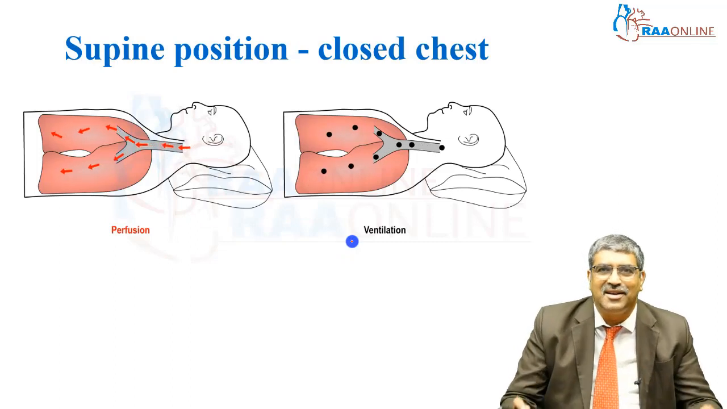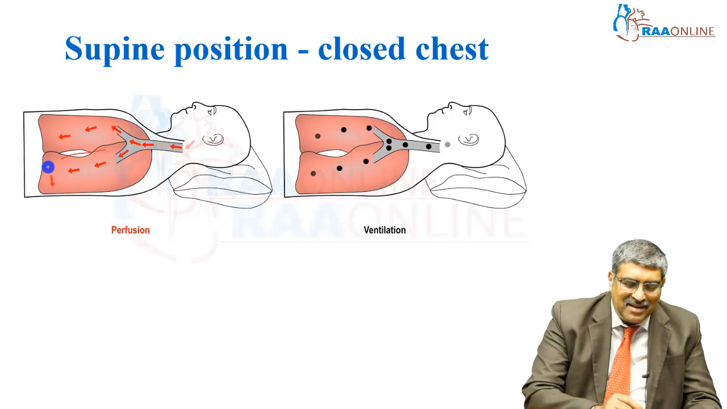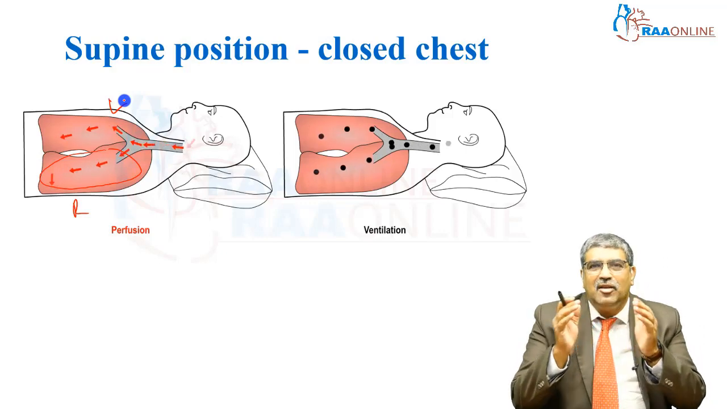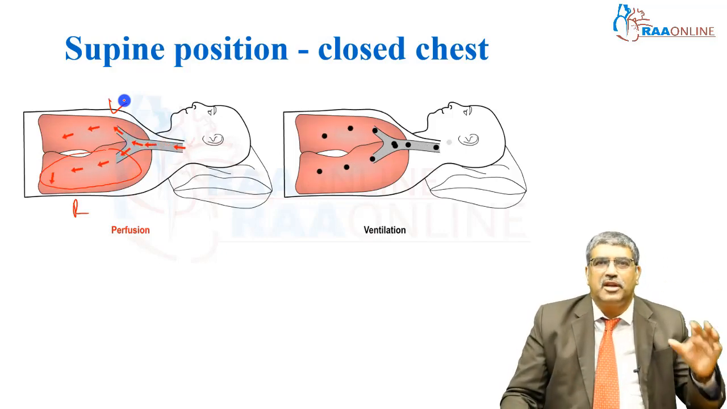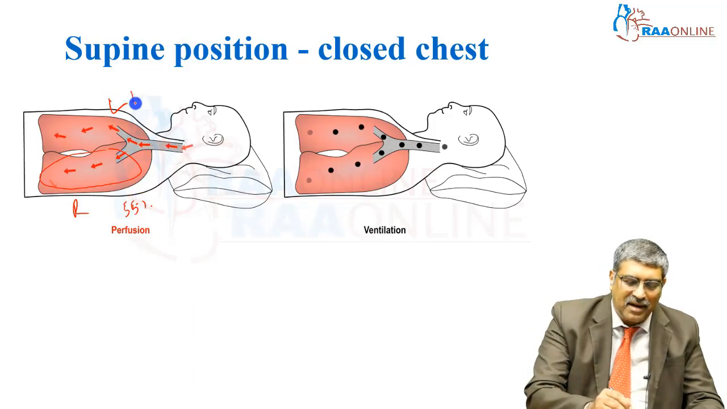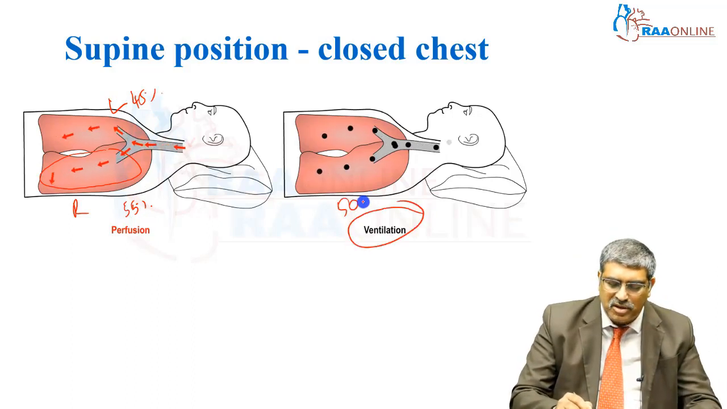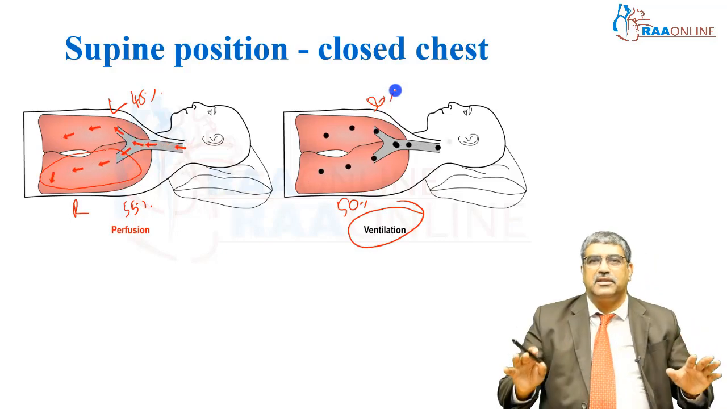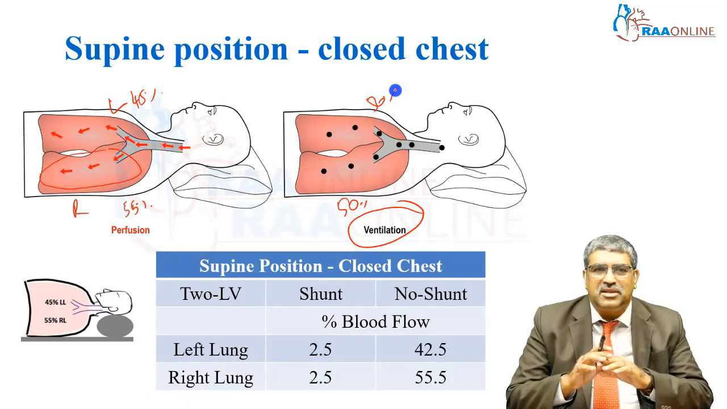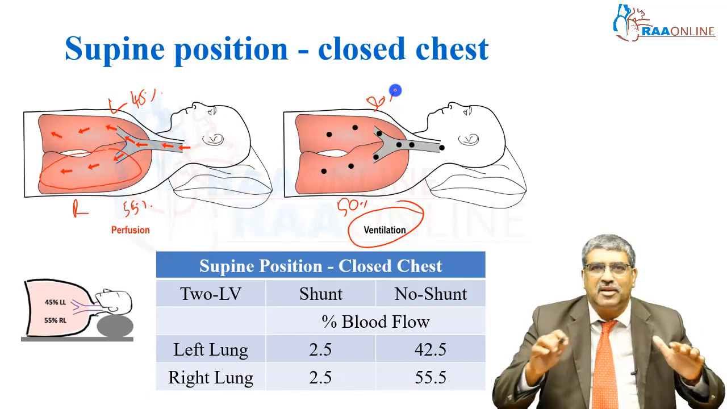Now coming to the physiology of one lung ventilation. Normally, this is the right and this is the left. The right lung is slightly more voluminous than the left side. So, with regard to perfusion, 55% goes to the right lung and the left lung receives around 45%. But with regard to ventilation, both receive an equal amount of ventilation. This is in the normal supine position.